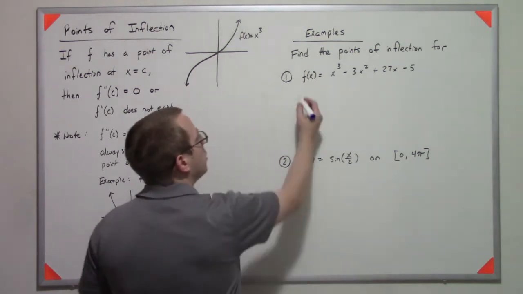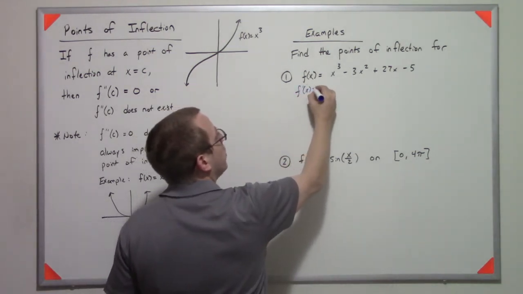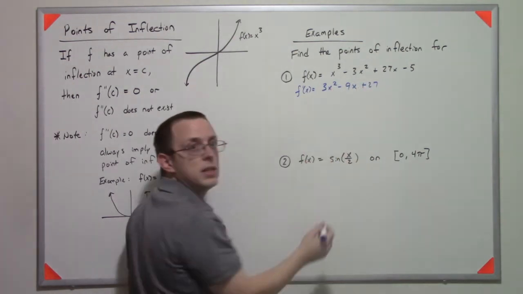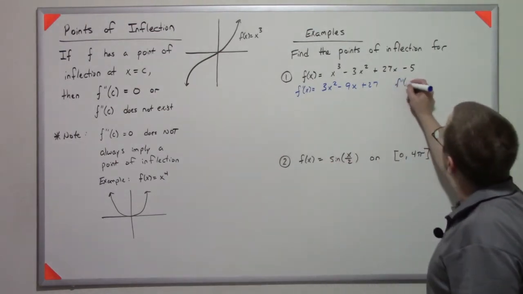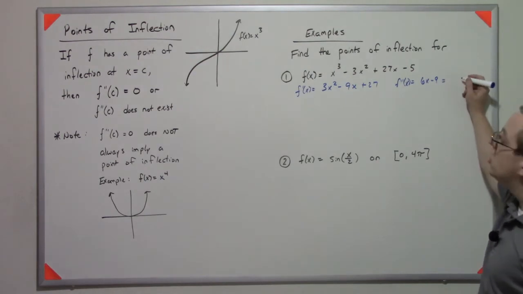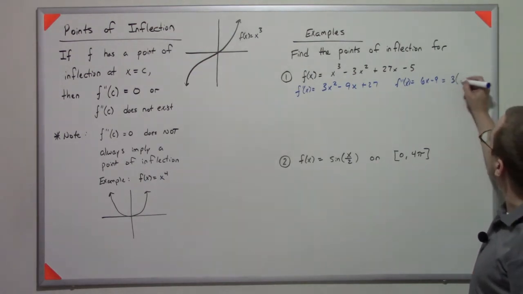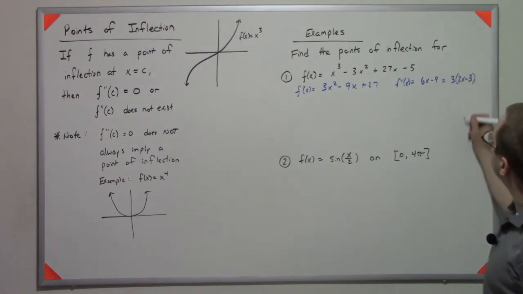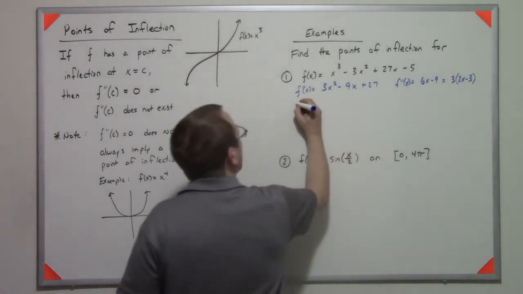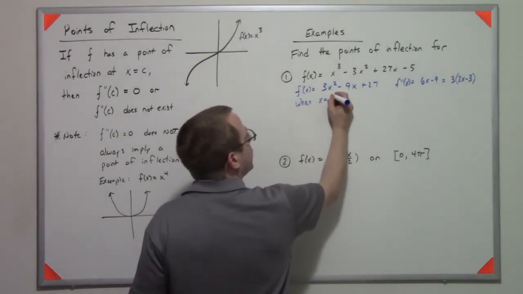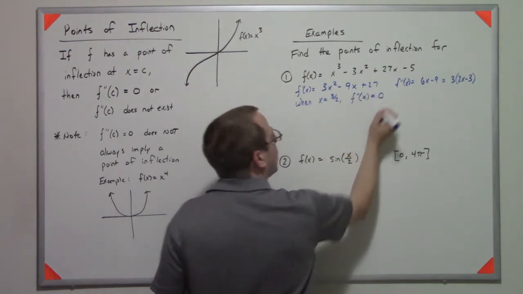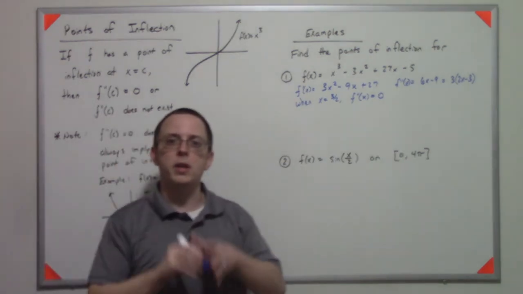I have this function. Let's take its first derivative, 3x squared minus 9x plus 27. And let's take its second derivative, which is 6x minus 9, which can be summed up as 2x minus 3. So what I see here is that when x is 3/2, the second derivative is 0. So that tells me my sniffing point.